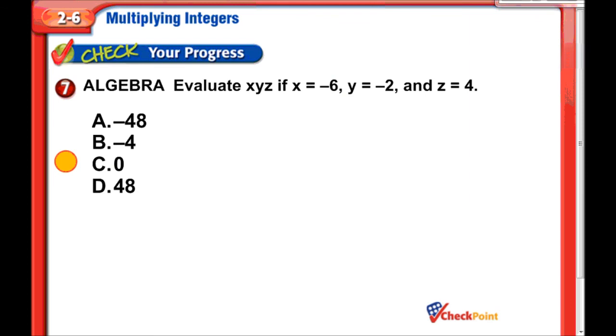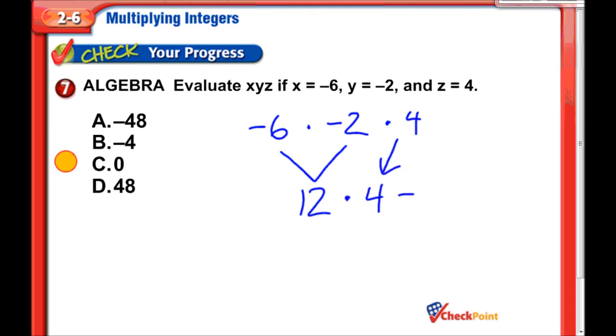Okay, evaluate xyz if x is -6, y is -2, and z is 4. So we're going to do -6 times -2 times 4. Again, we're just going to roll from left to right on this. -6 times -2, we already know if the signs are the same, the answer is positive. So 6 times 2 is 12. And even though they're both negative, it's still positive 12. Now we bring down our times 4, and 12 times 4 is 48. Positive times a positive. If the signs are the same, the answer is positive.